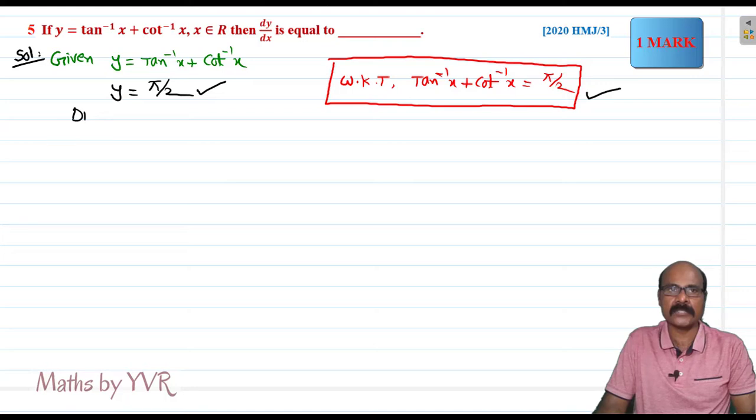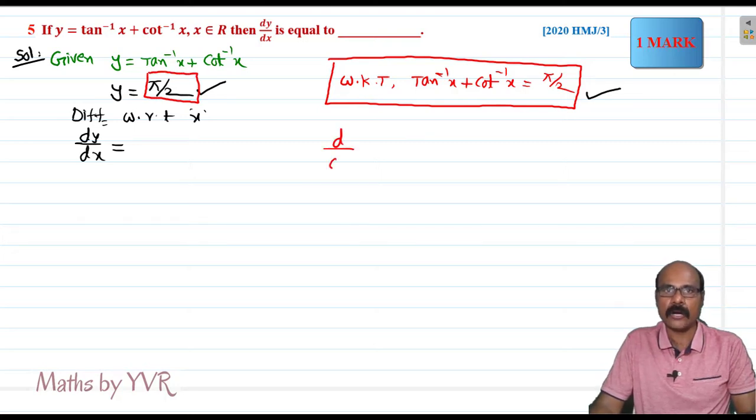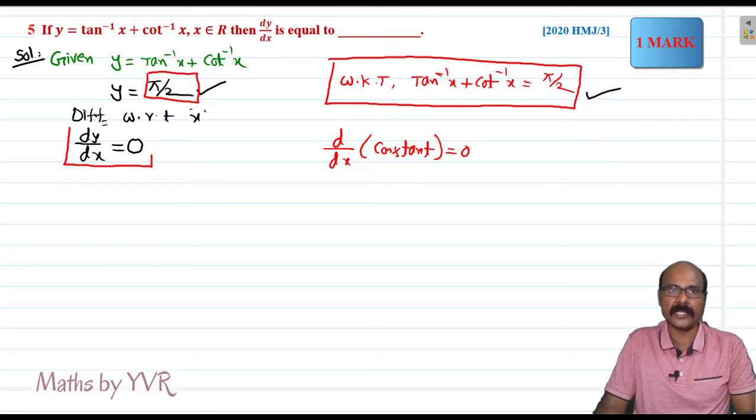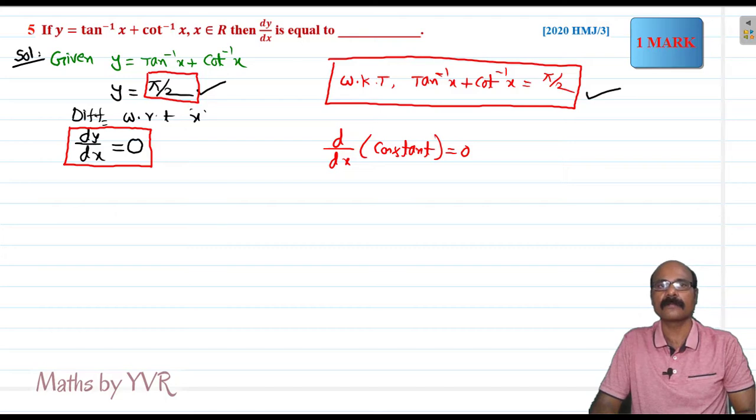Now differentiate this one with respect to x. The derivative of y can be denoted as dy by dx. Here pi by 2 is a constant. Any constant's derivative is 0. So that's why the answer is 0. Therefore, dy by dx for the given function is 0.